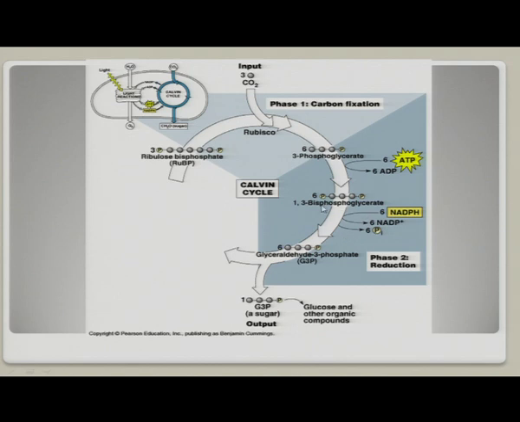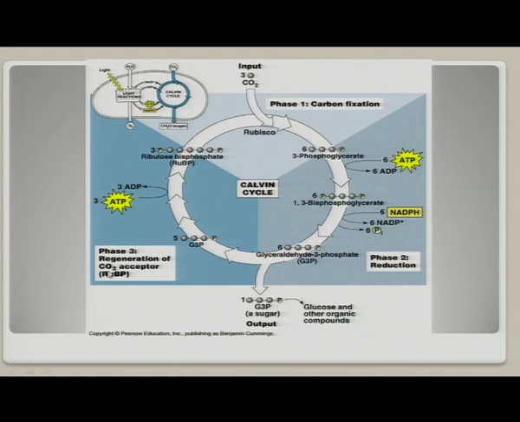Now, this 3-phosphoglyceric acid again goes back, that is the glycolytic reversal, which is also called the second phase, reduction. Here the sugar is formed. After the formation of sugar, there is the regeneration of the CO2 acceptor, that is RuBP. So, the entire cycle in this slide we will discuss, that is the 3 phases.